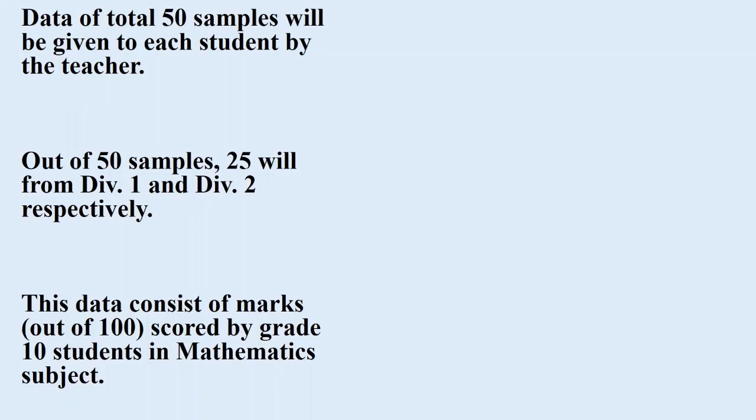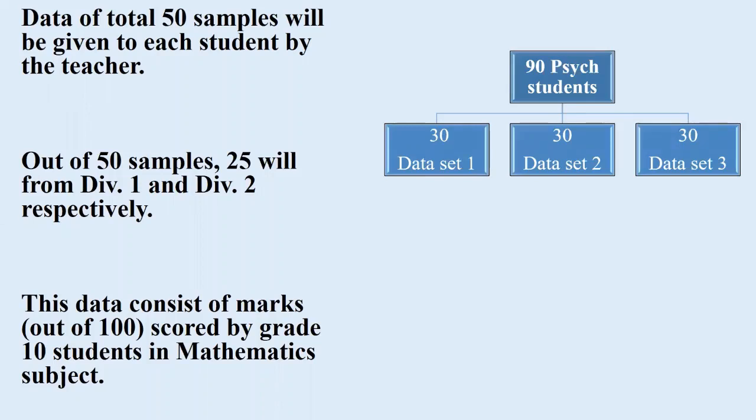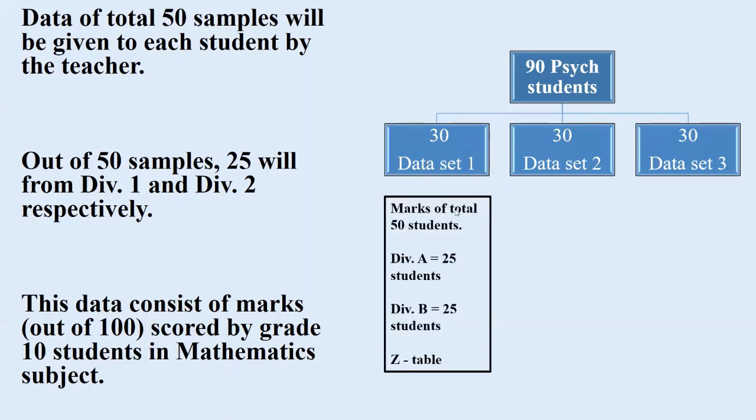Now how is the data going to be distributed? We have a total of 90 psychology students in ISC this year. And I am going to randomly divide you into groups of 30 students per group. And I will be sending a different set of data to each of the groups. So for group 1, there will be 30 students and I will be sending data set 1. This data set 1 will consist of marks of a total of 50 students, that is students belonging to division A and B, and a Z table.